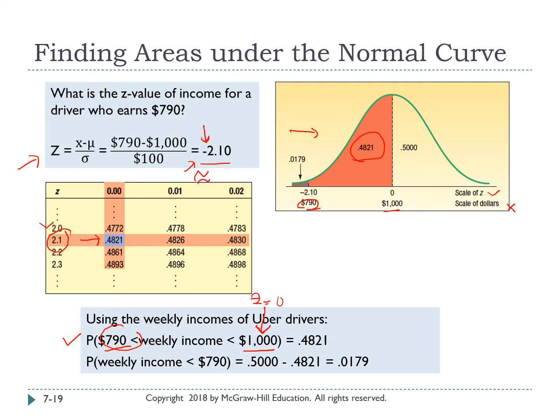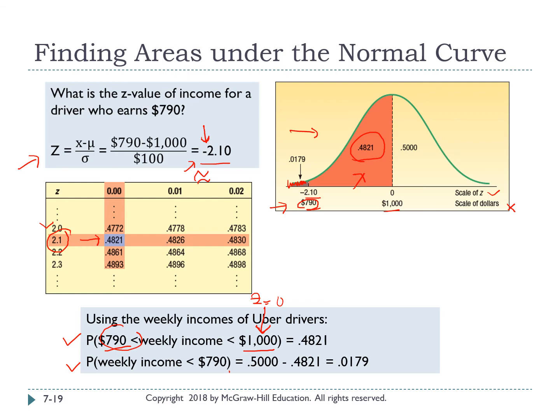And 790 will give you the value of your z equals to negative 2.10. And it will give you the area under the curve, which is 0.4821. Okay, so the next question, the second question, what is the probability of weekly income less than 790? Okay, so you have computed 790, and this question asks you less than this. So less than this is this small area. You want to know those who earn below 790.